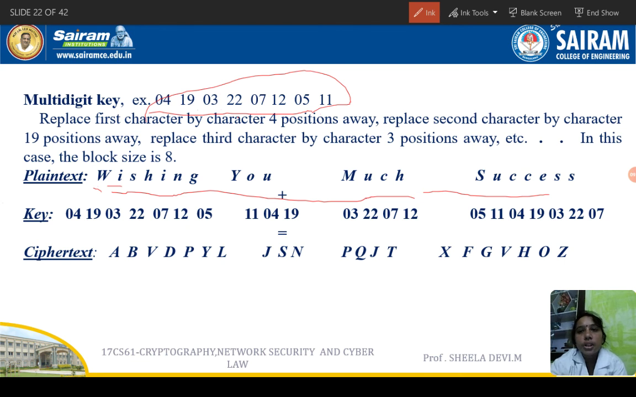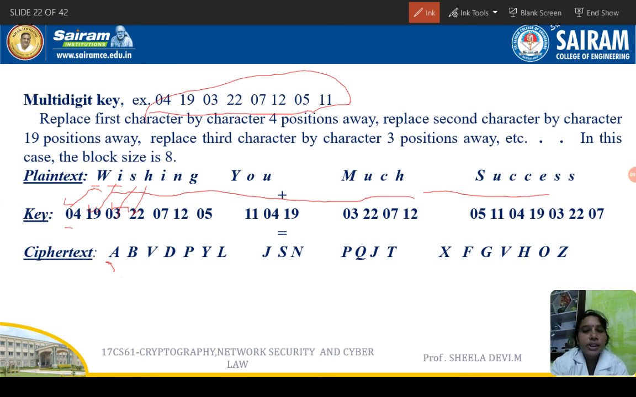I have to take the key and substitute like this. I have to use the key 4 for the first letter of the plain text, W. So W plus 4: X, Y, Z, and again if I move up, it is A. So what is my ciphertext? A.